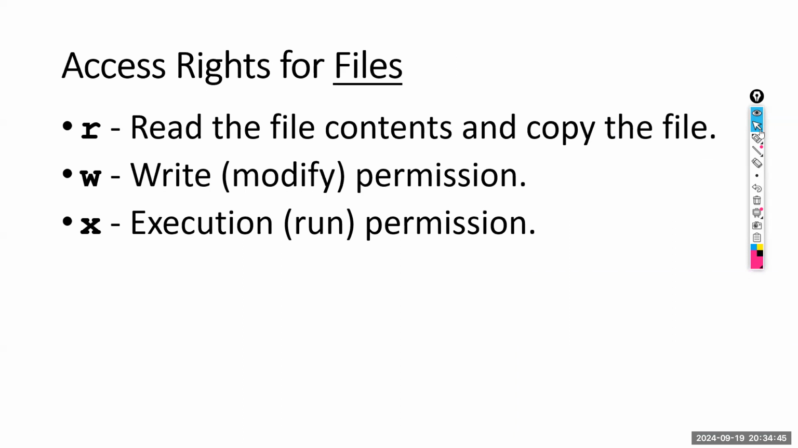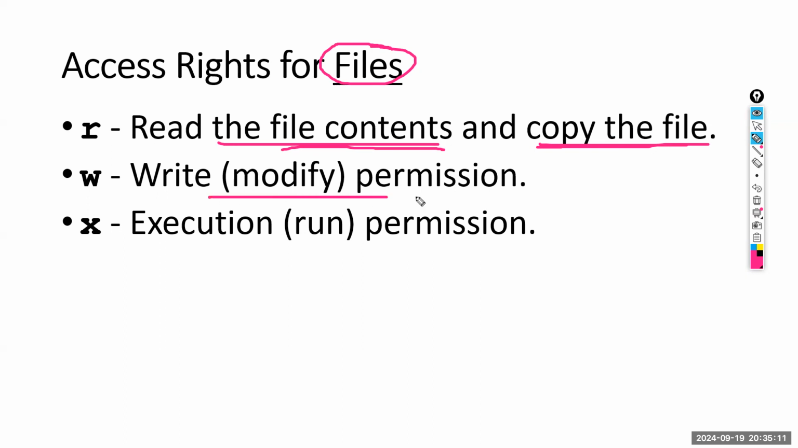Right. So what are the 3 levels of access? Read, write, execute. If it is a file, read means you can read the contents, like using the cat command, and also you can copy the file. So pay attention to these things, okay? Read the file contents and copy the file.